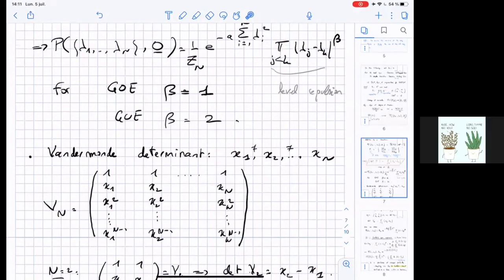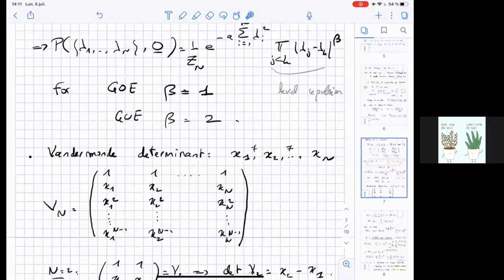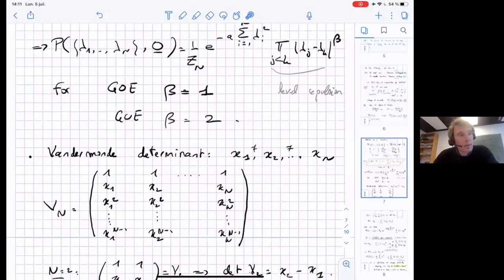So is that something like level attraction, lambda i plus lambda j? Yeah, exactly. Yeah. So, as far as I know, at least. I'm not saying that maybe you can't come up with some exotic matrix models, but all the matrix models that I know are all of that form. Thank you.